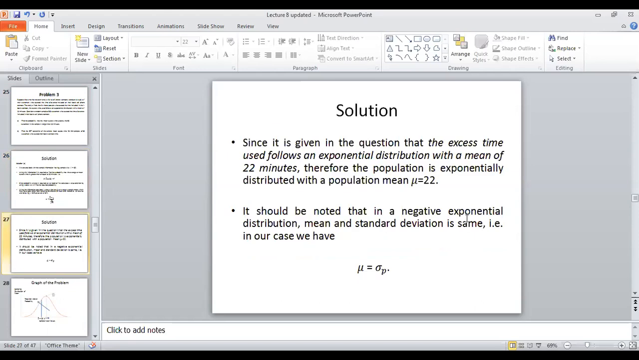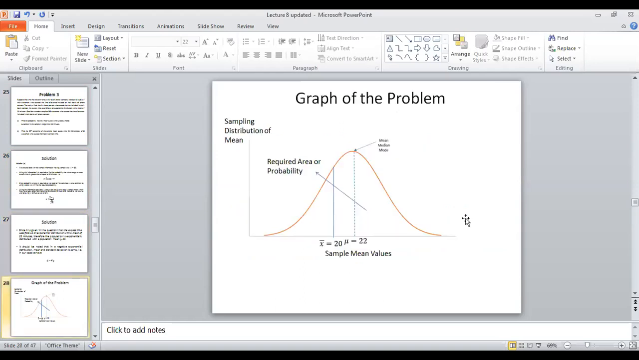Z value. Now over here, since it is an exponential distribution and the mean given for the distribution is 22 minutes, and we have just discussed that in an exponential distribution the mean and the standard deviation are the same, particularly for a negative exponential distribution, we are going to use this information to solve the problem.